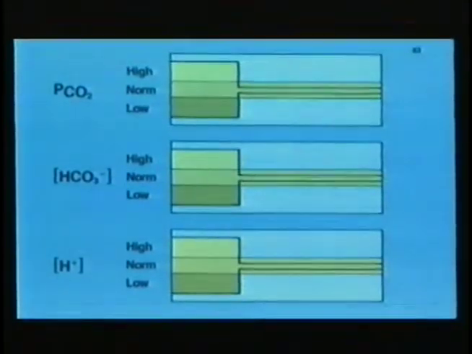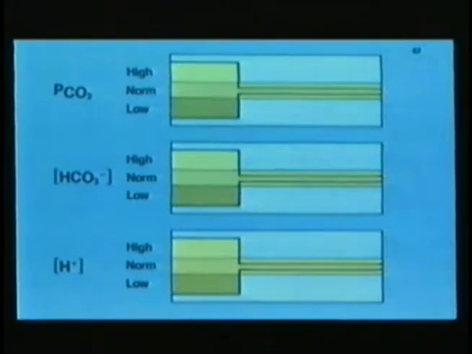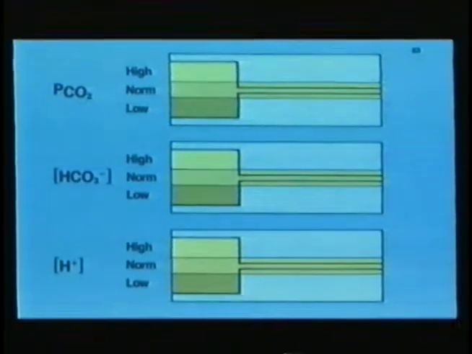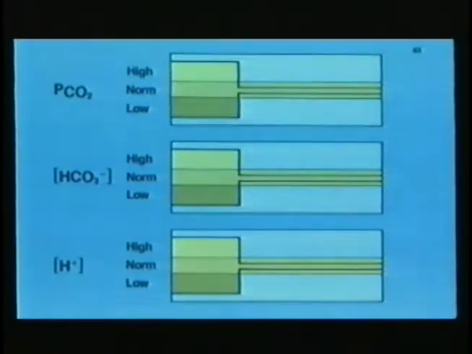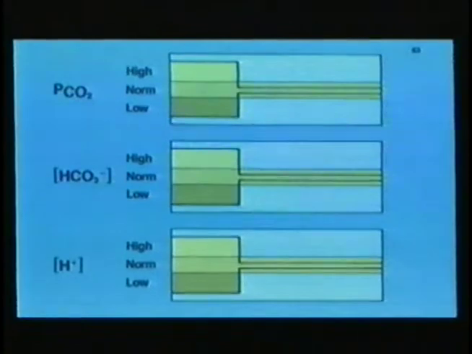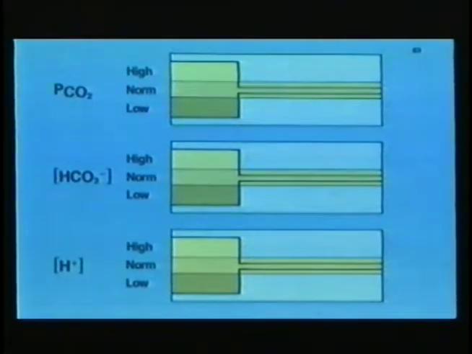63. Appreciate, however, that when acute respiratory disorders are corrected, no physiological adaptive response has taken place, and therefore a secondary abnormality cannot develop. Correction only requires back titration of the non-bicarbonate buffers, a chemical phenomenon which takes place promptly.